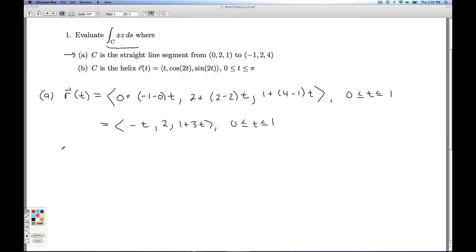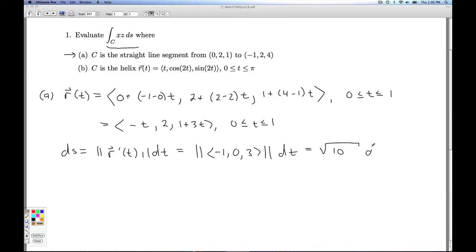So on this curve, let's go through and find the arc length differential ds. That's the magnitude of the derivative of r dt, which is the magnitude of the vector. Well, I take the derivative of this, <-1, 0, 3> dt. You square the components, add them up, take the square root. I'm going to get 1 plus 0 plus 9, so I get square root of 10 dt. So that's going to be the ds part.